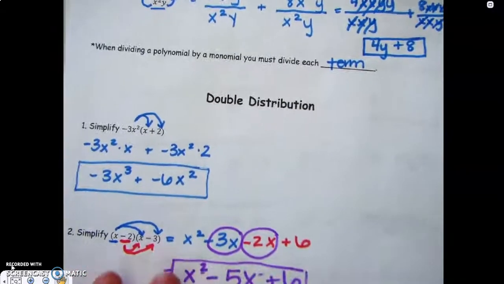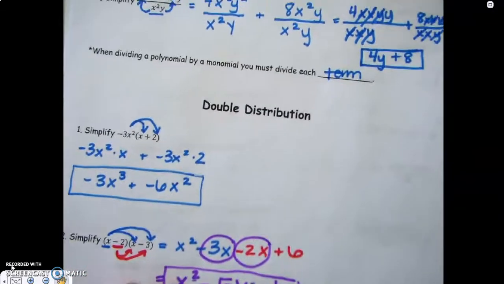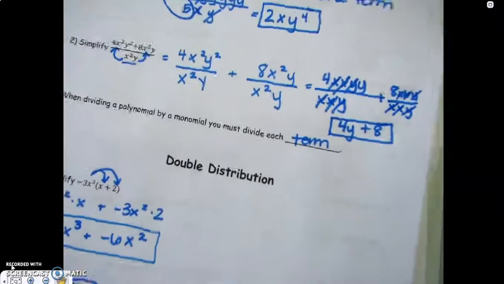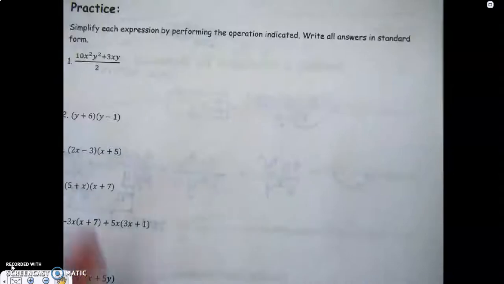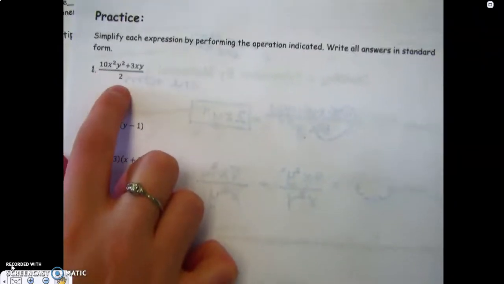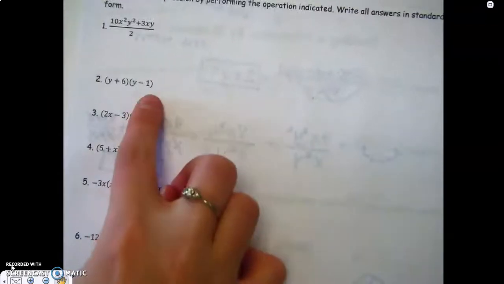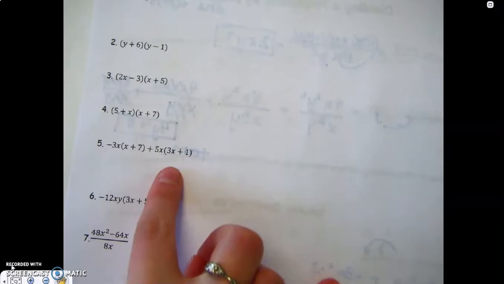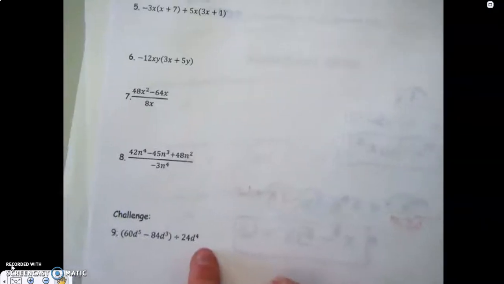Just distributing twice instead of once, distributing each term. So if you flip it over to the back, this is the practice. There's a couple questions where you're dividing a binomial by a monomial. And then there's a couple distribution questions, and then some adding and subtracting like we were doing in the previous lesson. The challenge is not mandatory, it's optional, but if you get to it, it might be good to try to see where you're at, to challenge yourself. If you have any questions, let your teacher know.